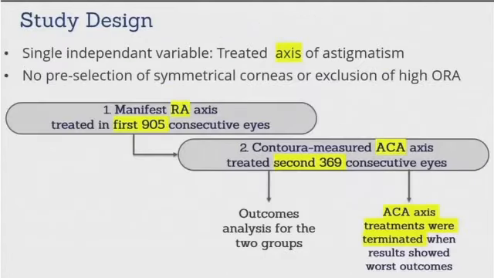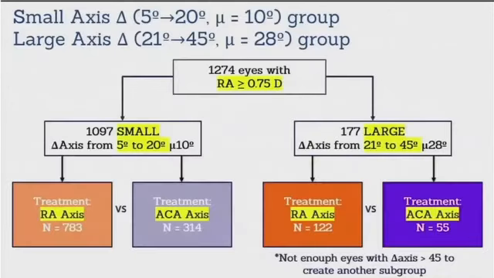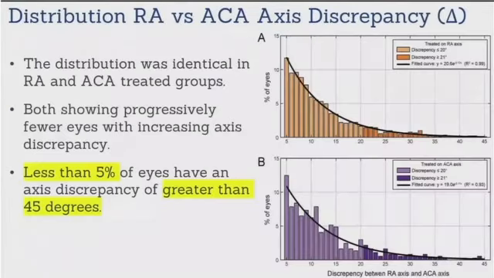We examined the axis of astigmatism as the single independent variable in all-comer eyes. Manifest refractive astigmatism axis was used to treat the first 900 consecutive eyes, followed by Contoura-measured anterior corneal astigmatism axis eyes. But these ACA treatments were terminated when an analysis showed significantly worse outcomes. For analysis, the groups were further divided into eyes with a small difference between RA and ACA axis and those with a large difference. The distribution of the axis difference was identical in the RA and ACA treated groups, and you can see that a difference of more than 45 degrees was uncommon.